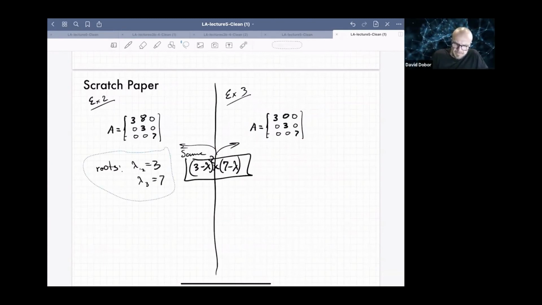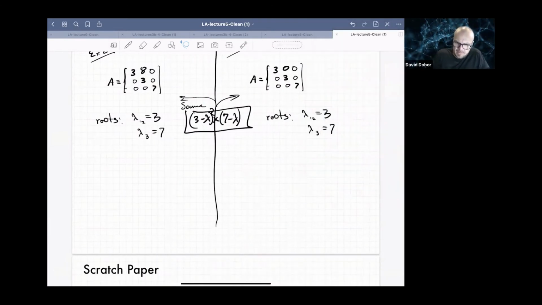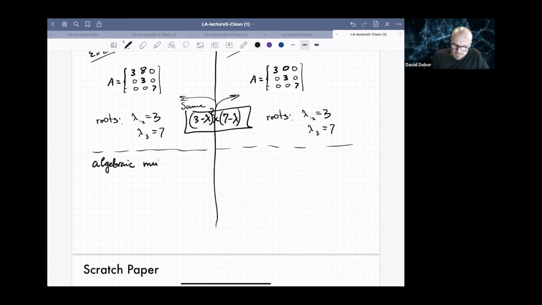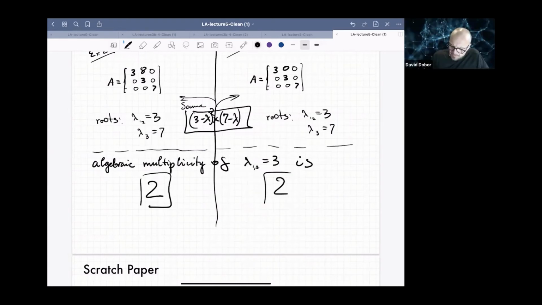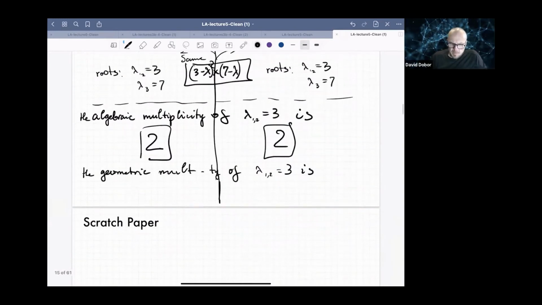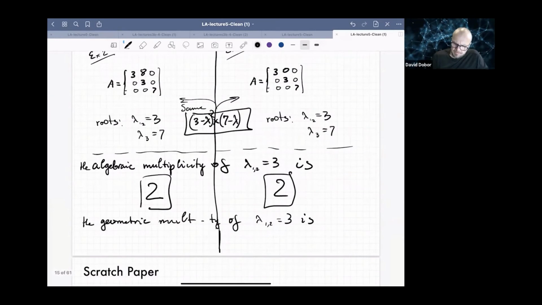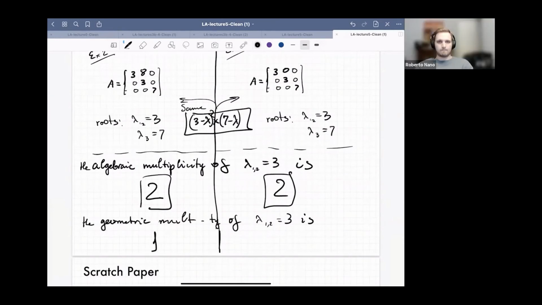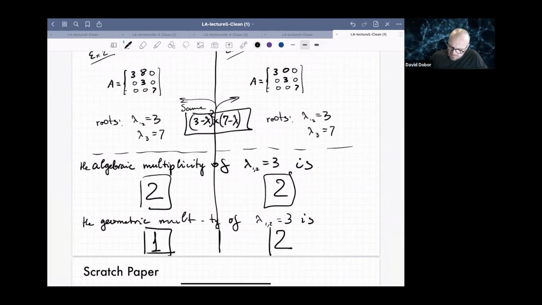In both of these cases, the roots are the same. So the algebraic multiplicity of 3, what was it? Help me out, I forgot the definition. Two. It is 2 here, and 2 here. The geometric multiplicity of this eigenvalue, what was it in the first case? One. In this case, it was 1. And in this case, 2.